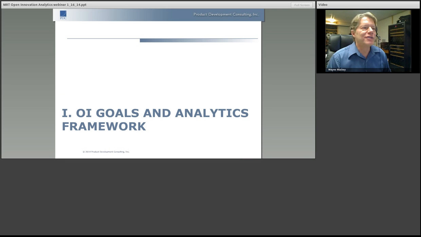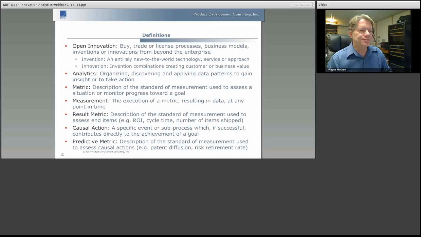Let's go into open innovation goals and analytics, and I'll start with a framework of what this is. Since we have a broad and diverse group of people here, let me begin with some definitions. First of all, what's open innovation? Now, this is my definition, not necessarily the only definition, but this is when you buy, trade, or license processes, business models, inventions, or innovations from outside of your enterprise. Now, I use enterprise specifically as a description here, in that these are the things that your company owns, and those could be different brands or things like that. But basically, it's all inside your company.